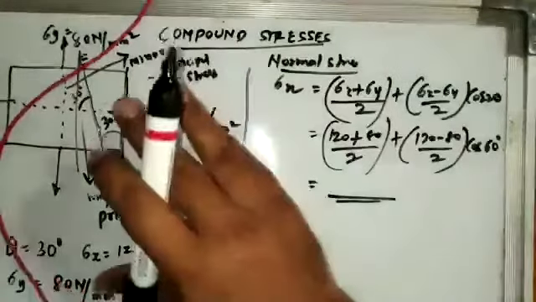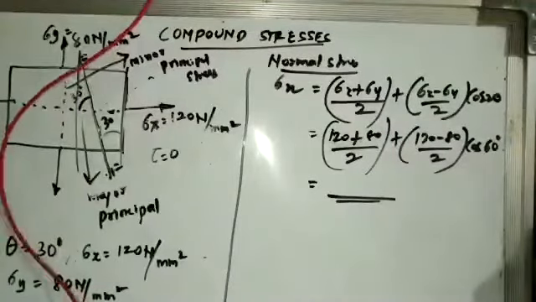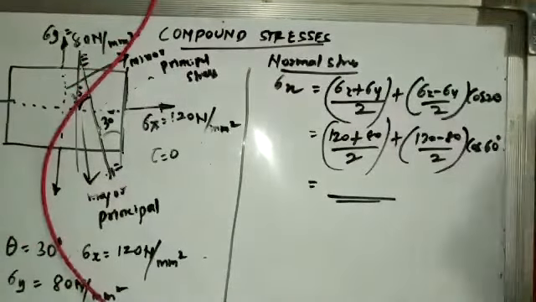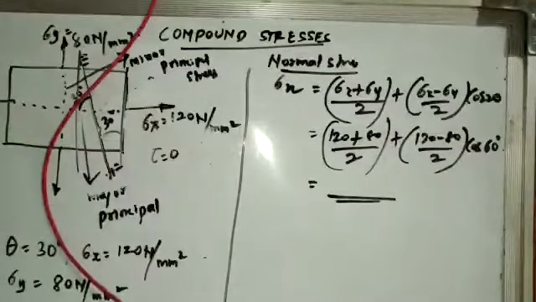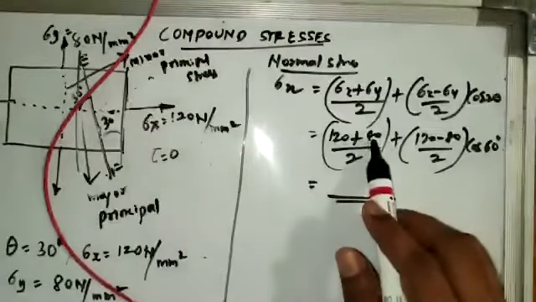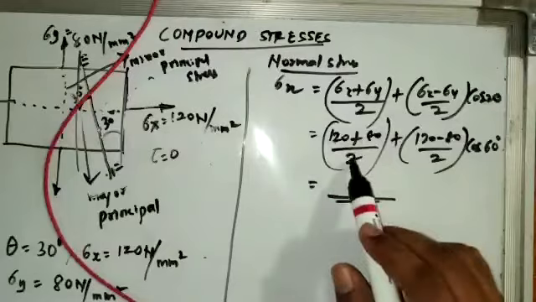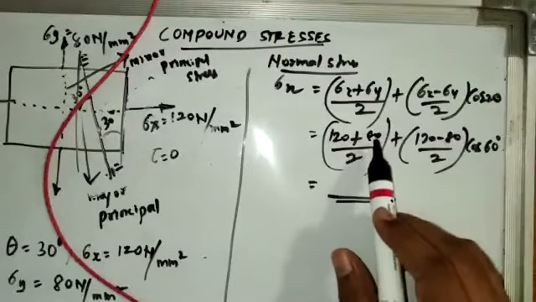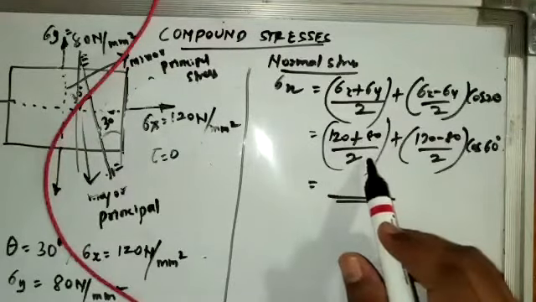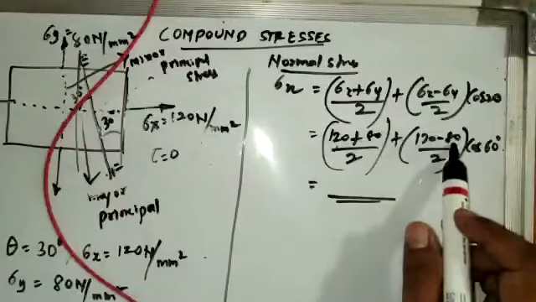Very simple and typical problem. Direct problem. Tell me the value quickly. 120 plus 80 by 2. This will be 100, correct? And 120 minus 80 by 2.